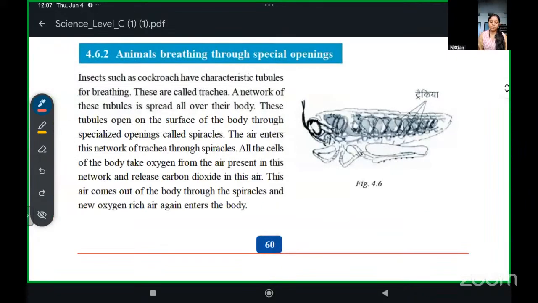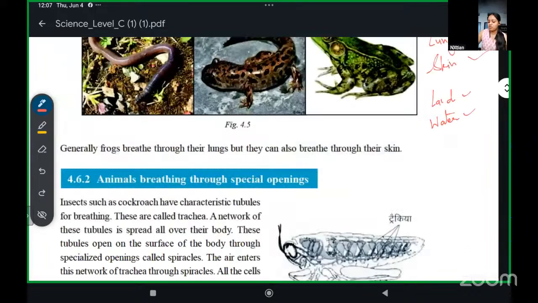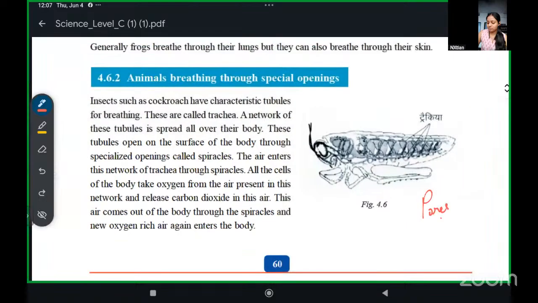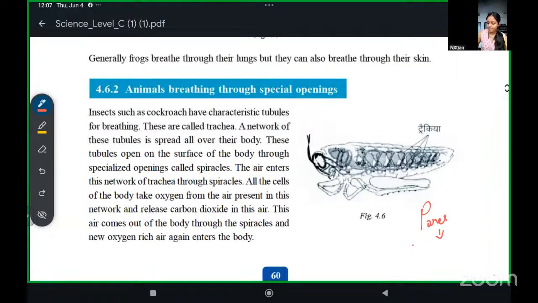But what about breathing through the pores? Pores are special openings.